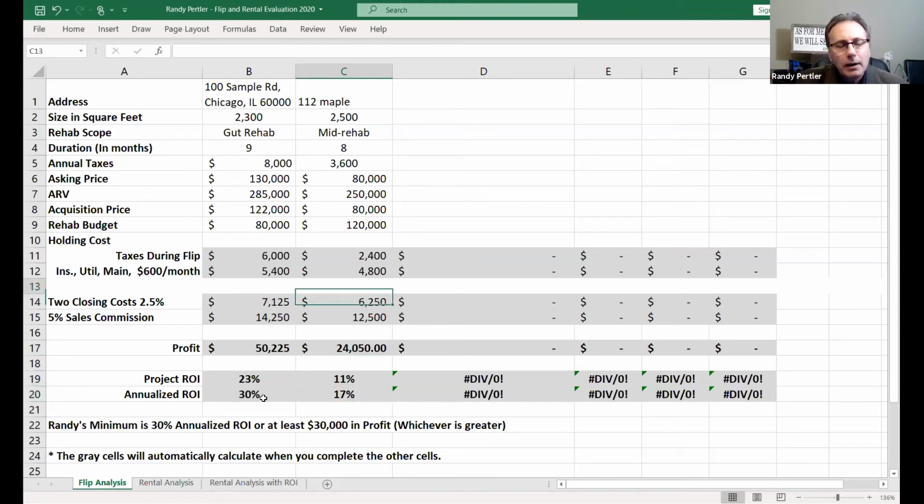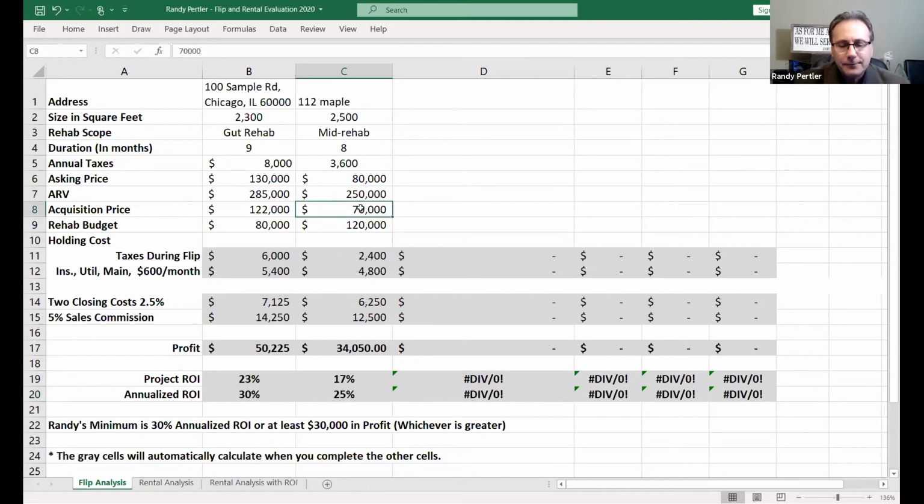No. Remember, we started out with the asking price as our acquisition price. They're asking 80. They can ask whatever they want. How much can I pay for it? Let's put in 70. Could I buy it for 70? Would I buy it for 70? Yes or no? No. No, because you can see the annualized ROI is better, but it's still not 30.